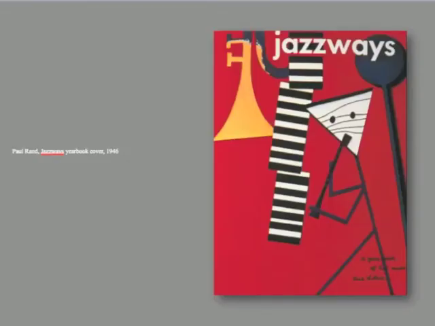In the United States, the New York School was an approach to modernist design that spread internationally in the 50s and continued as a dominant force in graphic design until about the 70s. The New York School believed in an egalitarian society with capitalist values.